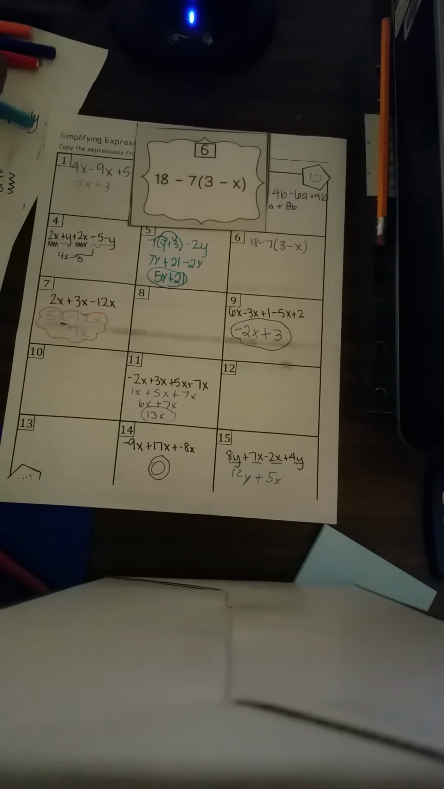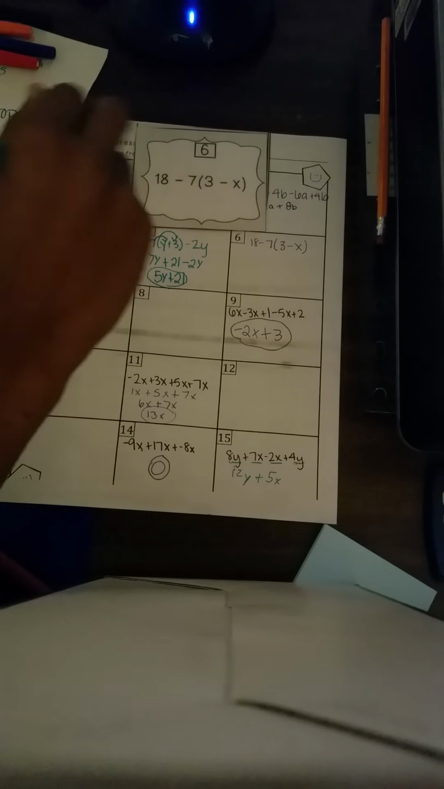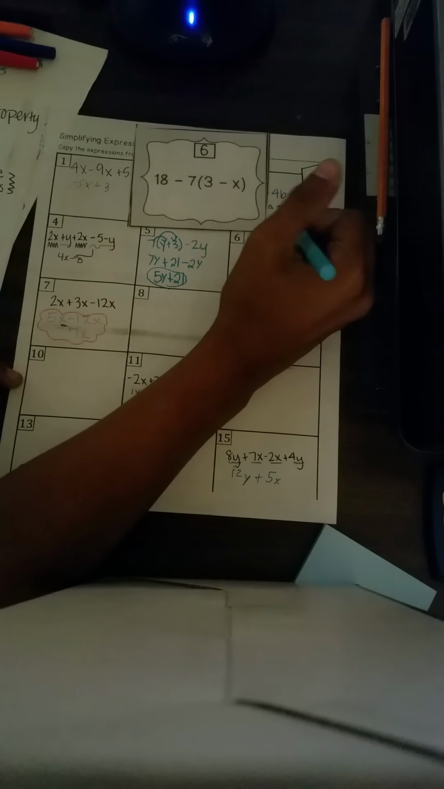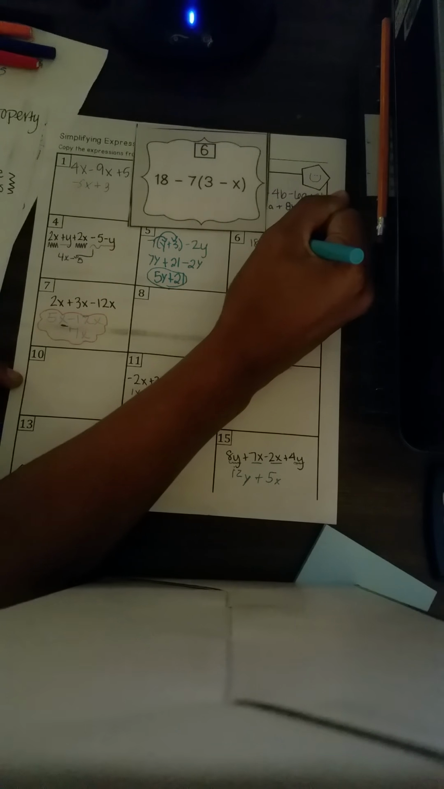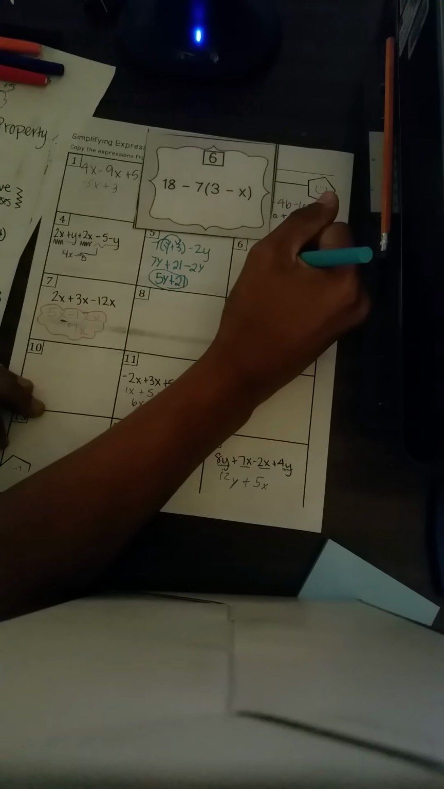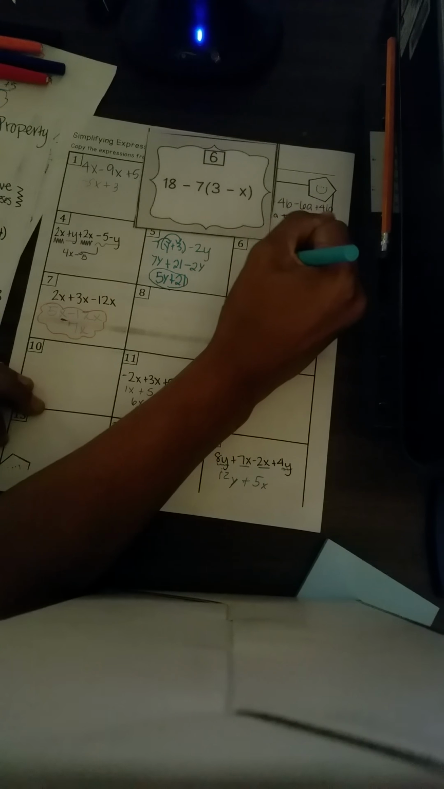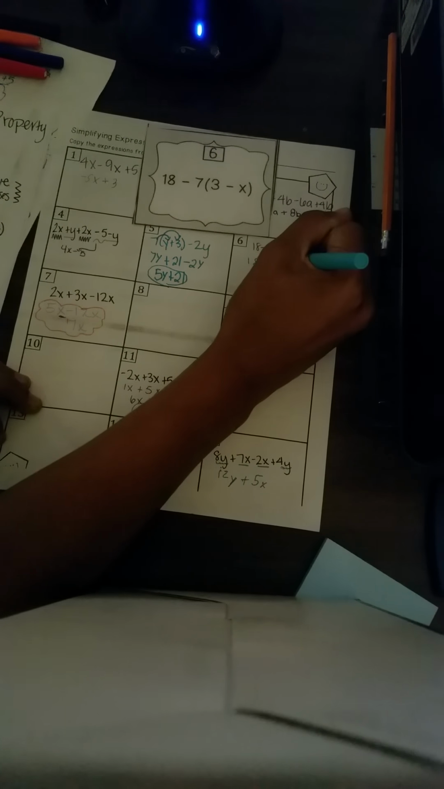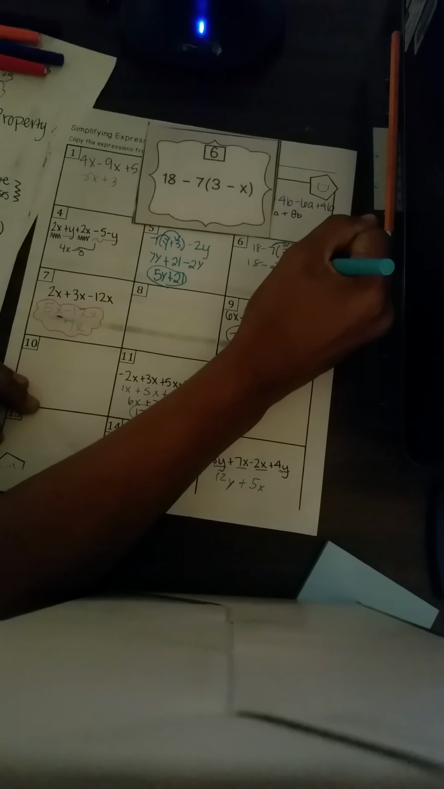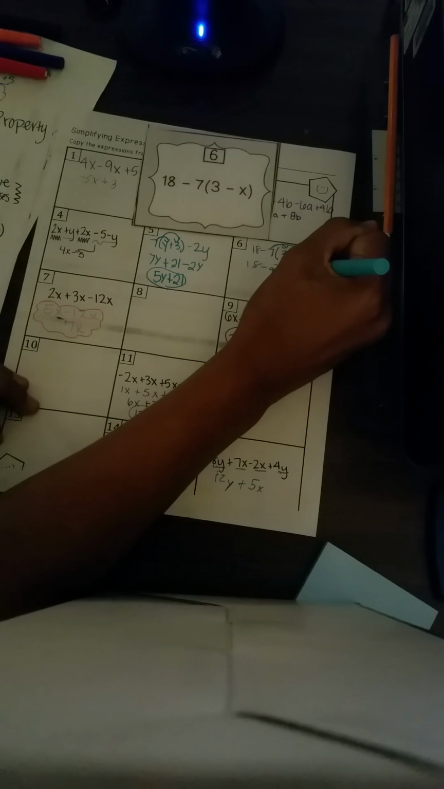I'm going to use blue. Okay, you've got to explain it because it's recording you. We don't want it recording silence. Okay, so what you do is multiply the 7 and 3, and then 7 and the x, and bring down the 18. That's 21, and then that's plus, and then you get 7x. All right, who can tell us why he changed that to a plus 7x?